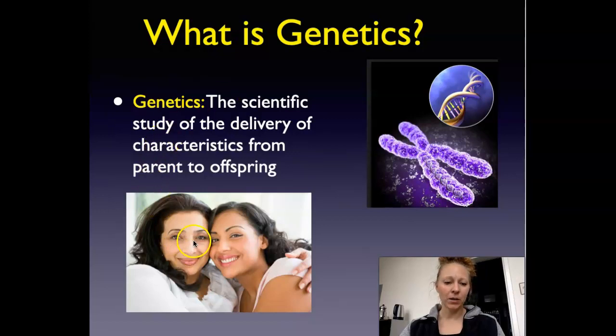If we see the mom here, we can see that her daughter looks just like her. And so there's something that she had to pass on to her daughter that says that she's going to look very similar to her, and that is her DNA. So we pass our DNA on to our offspring. And sometimes certain traits are expressed and sometimes they're not. So sometimes we look like our parents and sometimes we look nothing like them.